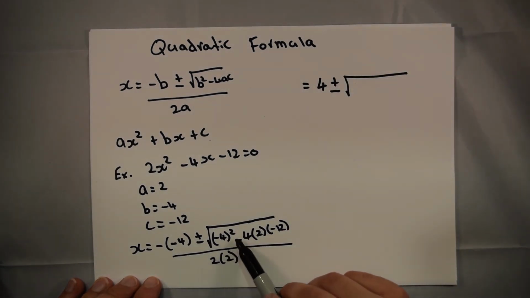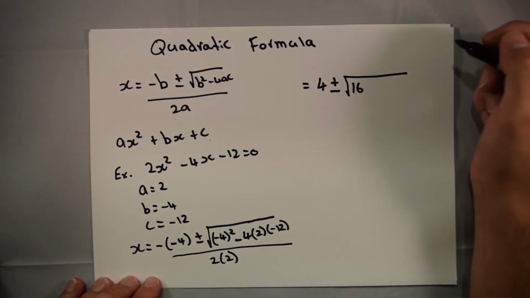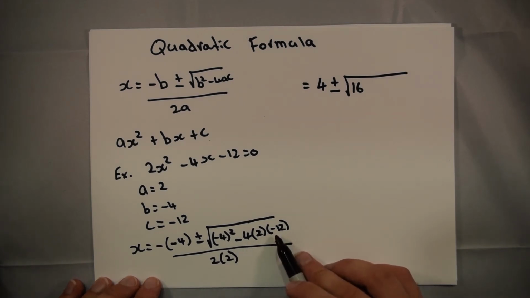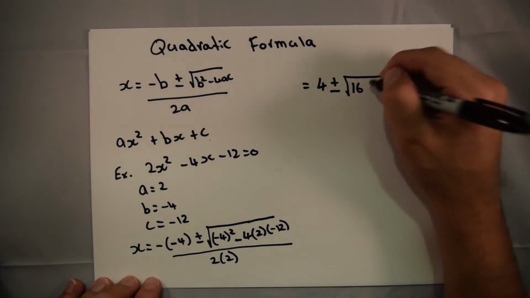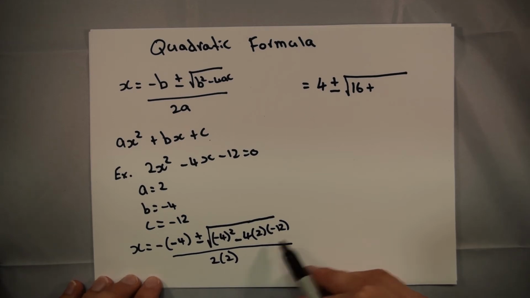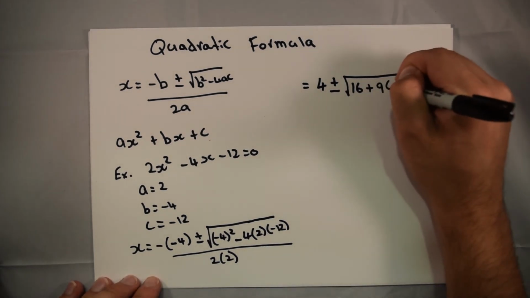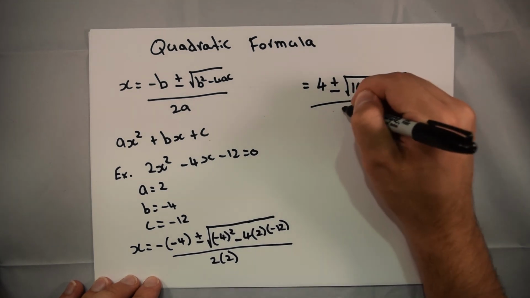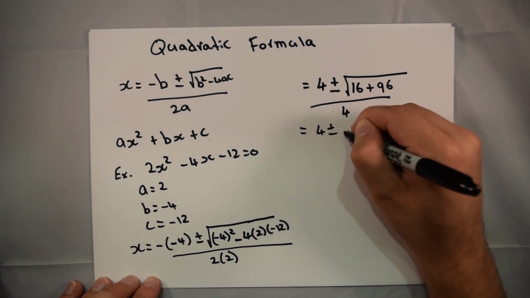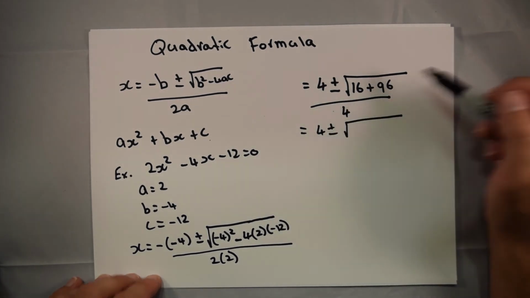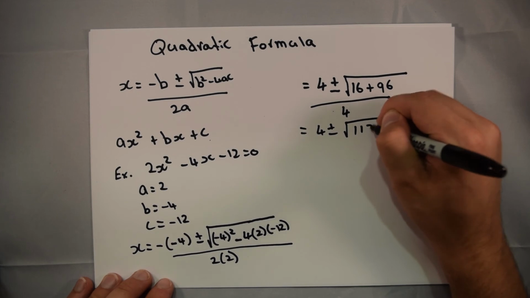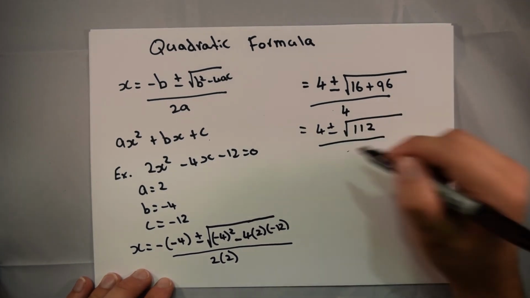So negative 4 squared will give us 16, a positive value, minus, now we see that we have a minus here and a negative value. That's a double negative once again, so that will become a positive. 4 times 2, which is 8, times 12, which is 96, so plus 96, all over 2 times 2, which is 4. So we're just going to simplify this. 4 plus or minus the square root of 16 plus 96 will give us 112 divided by 4.